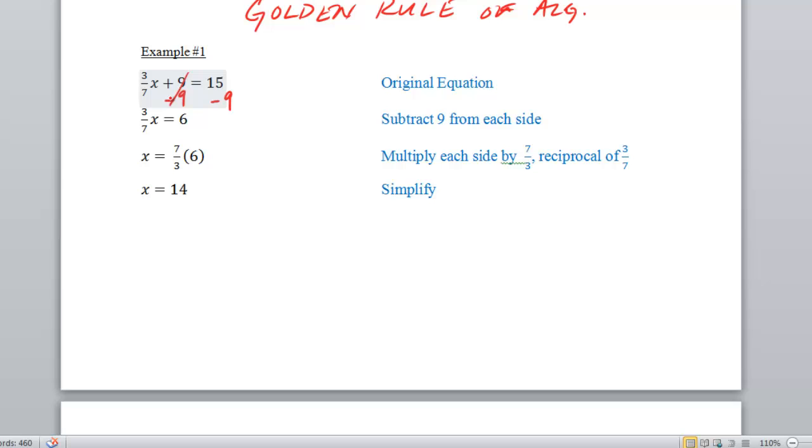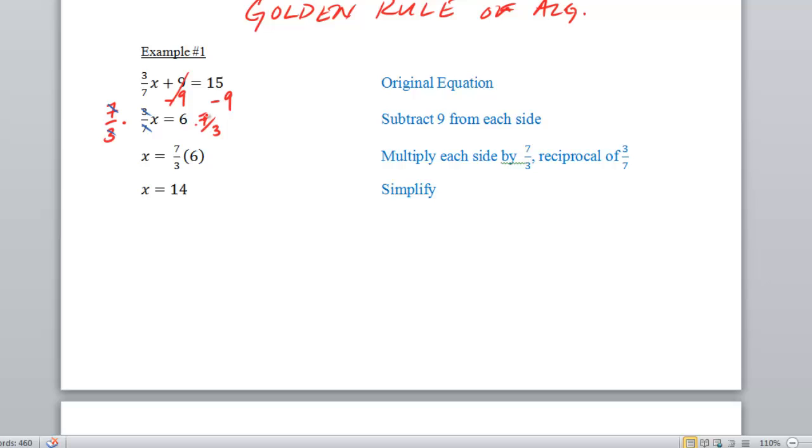We could do this in 2 steps if we wanted, but we're going to pick the simpler method of multiplying by its reciprocal. And so if we multiply by the reciprocal, the 7's on top and bottom cancel each other out, and the 3's on top and bottom cancel each other out. Now, of course, if I multiply 7/3 to the left side, I also have to multiply it times the right side. When I multiply it times 6, it's going to leave me with x is equal to 14.